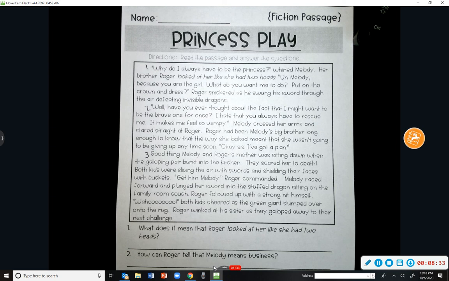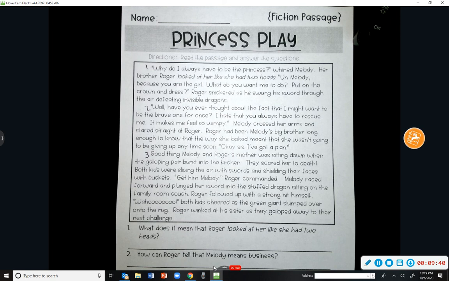Shielding their faces with buckets. Get him, Melody. Roger commanded. Melody raced forward and plunged her sword into the stuffed dagger, sitting on the family room couch. Roger followed up with a bronze hit himself. Playing right, who cheered as the flame giant shone over Roger. Roger looked at his sister as they galloped away to their next challenge.